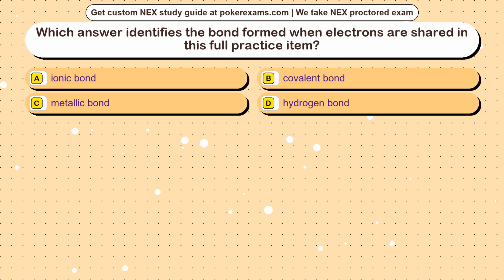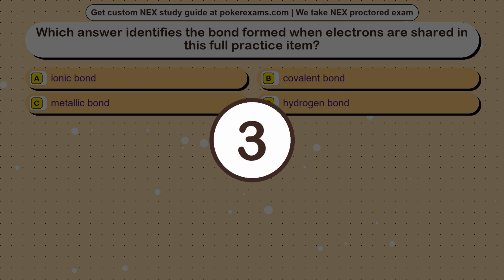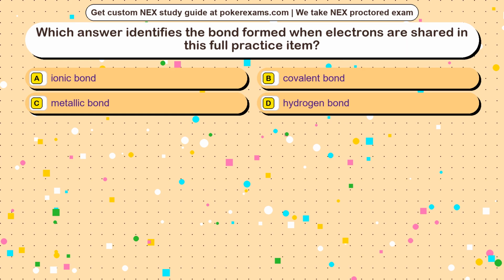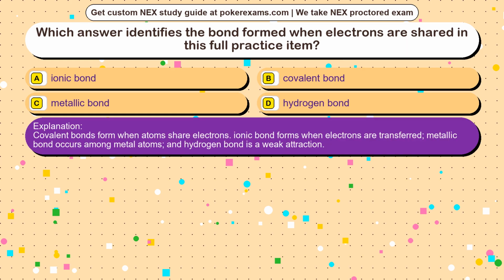Question 1. Which answer identifies the bond formed when electrons are shared in this full practice item? Option A, ionic bond. Option B, covalent bond. Option C, metallic bond. Option D, hydrogen bond. The correct answer is option B. Covalent bonds form when atoms share electrons. Ionic bond forms when electrons are transferred. Metallic bond occurs among metal atoms, and hydrogen bond is a weak attraction.